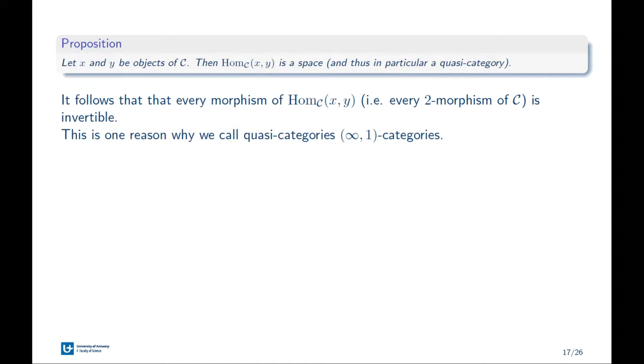because this implies, by the homotopy hypothesis that we just discussed, that every morphism in my mapping space will be invertible. Right? In a space, everything is invertible. In particular, this means that all the two morphisms in my original C will be invertible. And this is why, in the beginning, I called quasi-categories a model for infinity one categories, because from the second level onwards, everything will be invertible. And this is formalized in the sense that these mapping spaces are always spaces, always complexes.